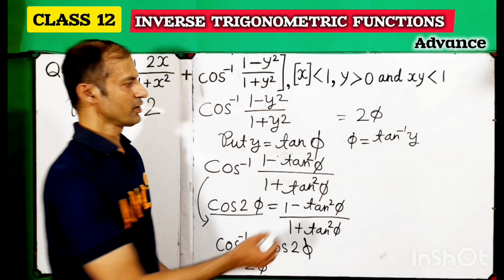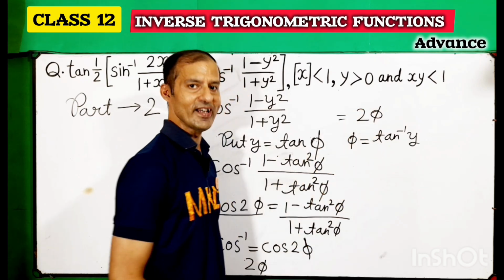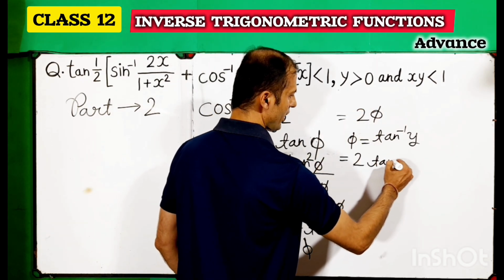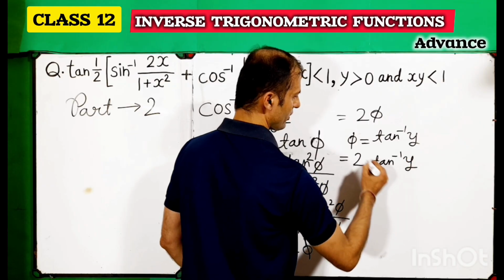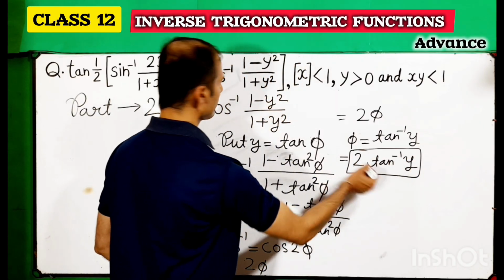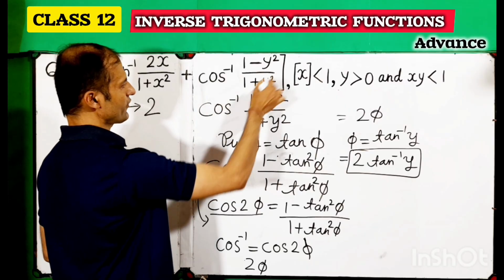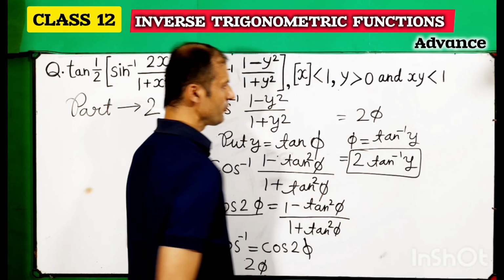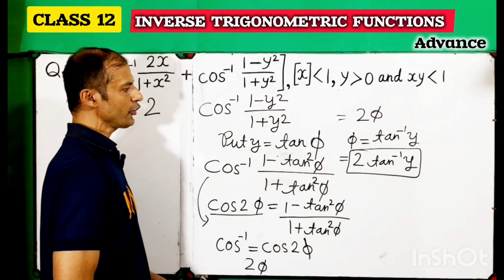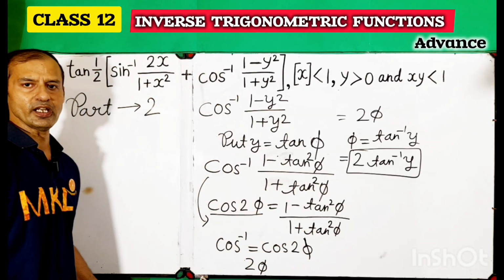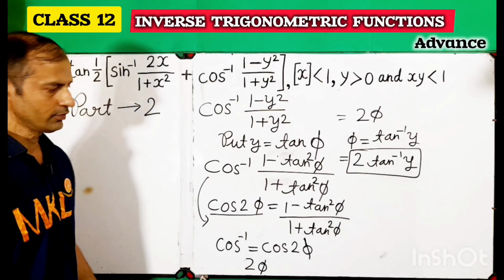What will we do next? It will be kept in place of phi, students. So here it becomes 2 tan inverse y. Here we have got this term, and it is what we have calculated for this. Now we got this answer, and it belongs to this. Now third, we have to put this function in our question here. Let me erase this one, then I'll tell you.